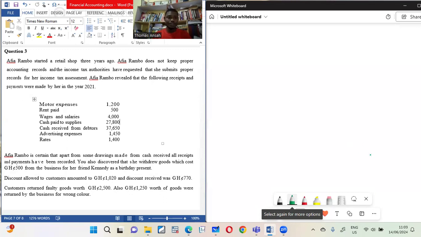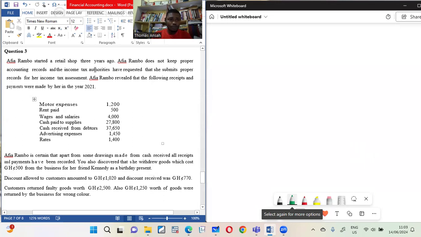But at the end of the day, the total balancing figure that we put in double lines should be the same. I will show you a shortcut for you to know whether your incomplete record is right or wrong. When I show you, you can apply it on all the questions that we have solved so far. All right, so let's go ahead and solve this question, the Ama Rambo question that we have.